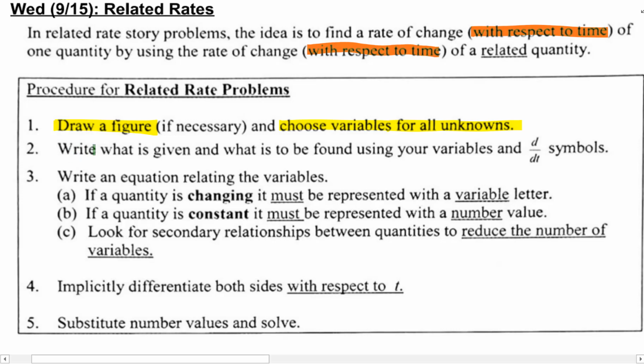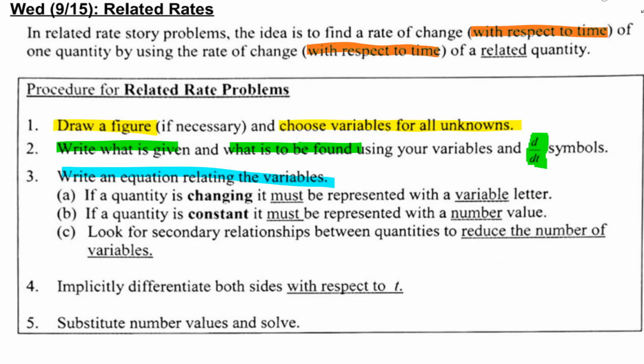Number 2, write what is given and what is to be found using our variables and d over dt symbols. Number 3, write an equation relating the variables. If a quantity is changing, it must be represented with a variable letter. If a quantity is constant, it must be represented with a number value. Look for secondary relationships between quantities to reduce the number of variables.